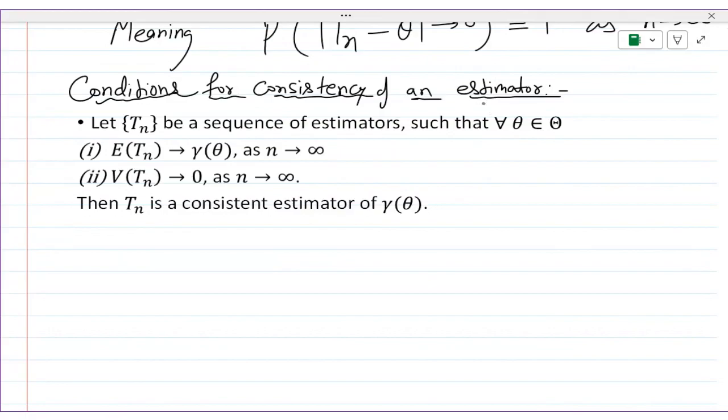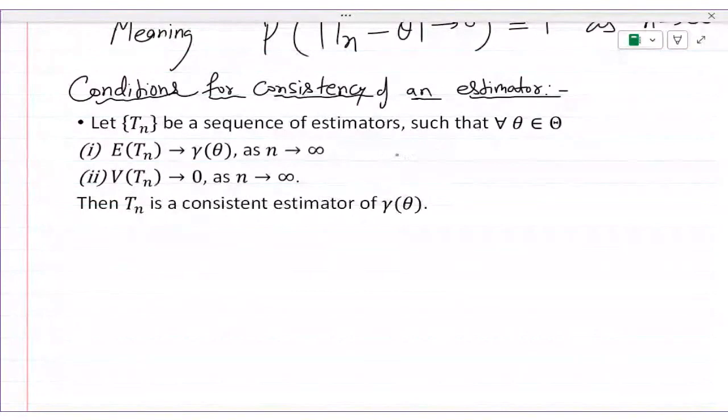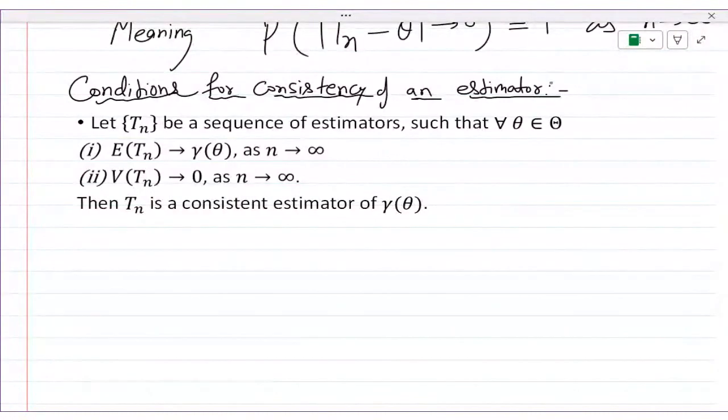What are the conditions for the consistency of an estimator? When we say an estimator is a consistent estimator, how can we check whether it is consistent or not? These conditions are sufficient. These are not necessary conditions. Sufficient conditions means if these conditions are true, then 100% the estimator will be a consistent estimator. But if it is a consistent estimator, then it is not necessary that this will also be true.